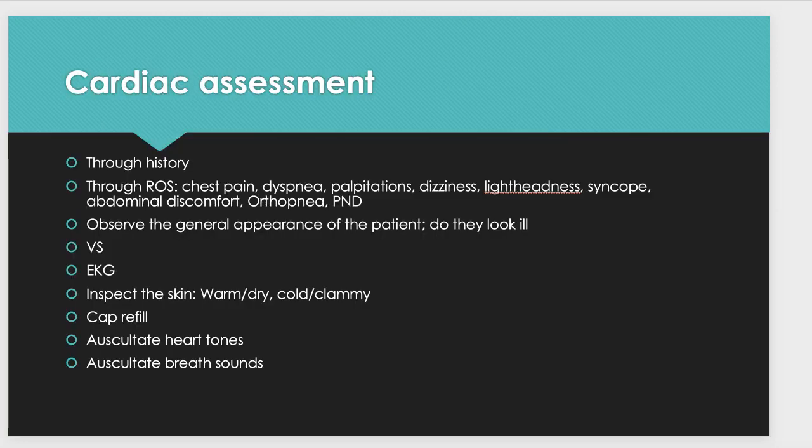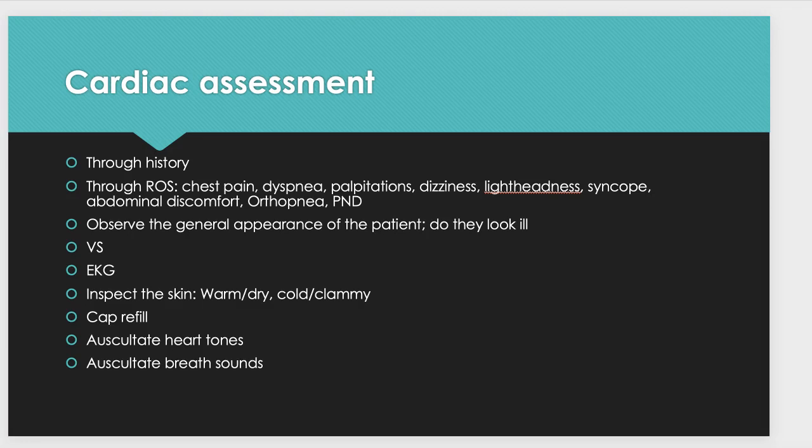For your cardiac assessment, again, you need to obtain a thorough history. You'll want to do a thorough review of systems, including chest pain, dyspnea, palpitations, dizziness, lightheadedness, syncope, abdominal distension, orthopnea, and PND. You need to observe the general appearance of the patient. Do they look ill? Very sick cardiac patients look very sick.